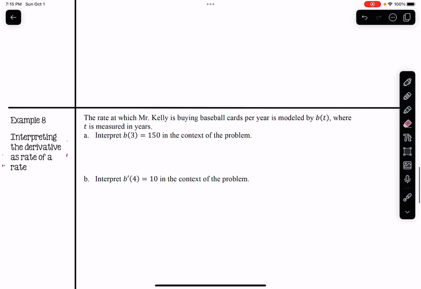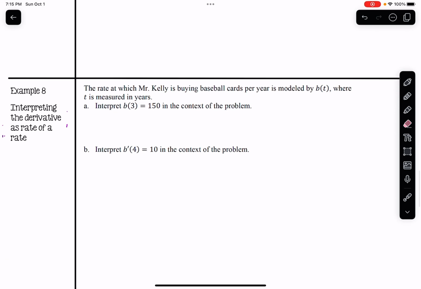Okay, let's move on to example 8. Example 8 is special, so you need to kind of highlight this one. This is something that some people get confused on, so we'll take it slow here. The first thing, let's read it, and then we'll talk about it.